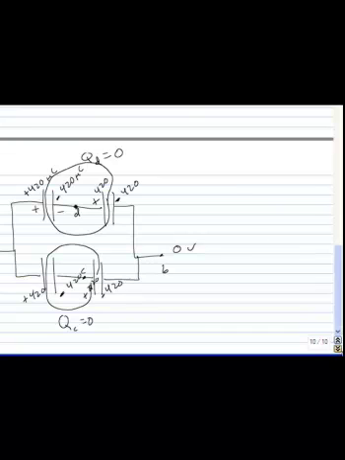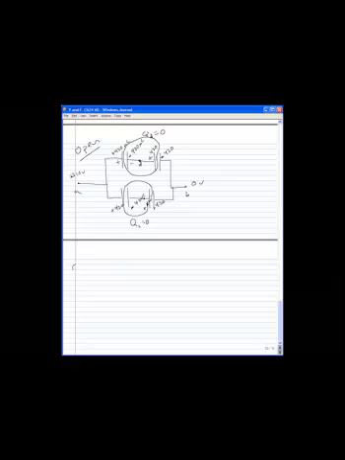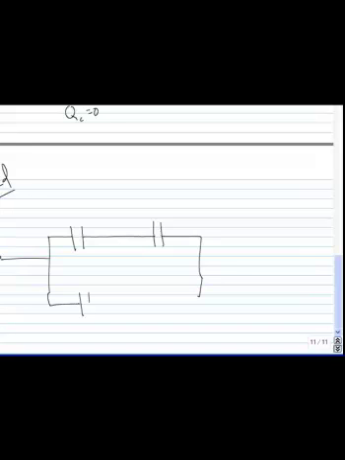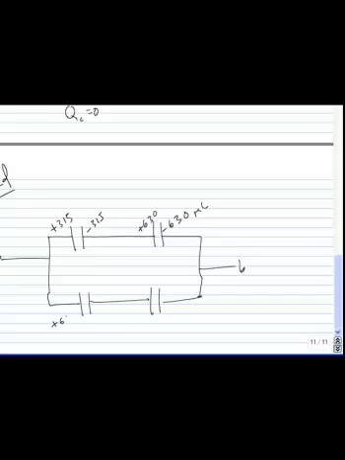I'm running out of room. I'm going to go down to another page here. So this is the switch open. This is the switch closed. And the first capacitor is 315, so this is plus 315, this is minus 315. The second capacitor is 630, so we've got plus 630 on the left plate and minus 630 microcoulombs on the right plate. And down below it's just the opposite, plus 630 minus 630 plus 315 minus 315 microcoulombs.